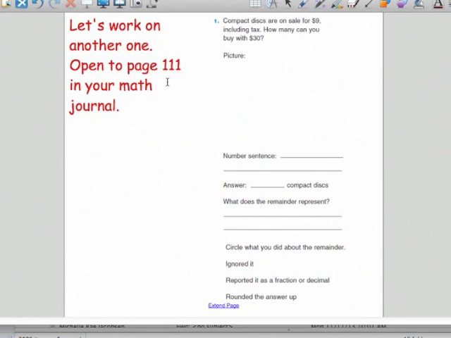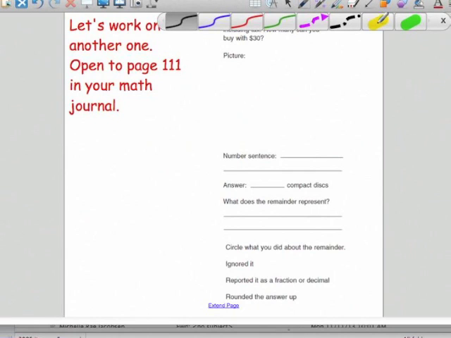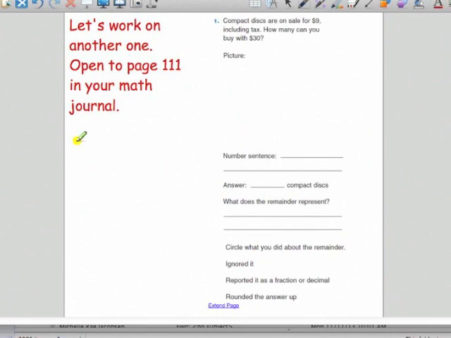So on Math Journal, page 111, it kind of is going to look like this. When you are answering these questions, you don't have to answer everything. I'm going to show you what parts you're going to need to answer. Okay, so you're going to look up here at the problem. You definitely need to give me the answer. You need to tell me, what does the remainder represent?